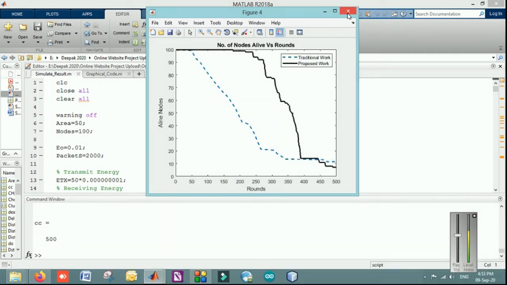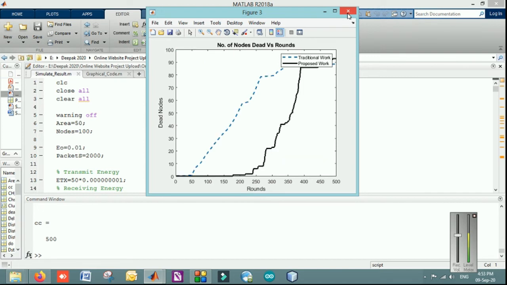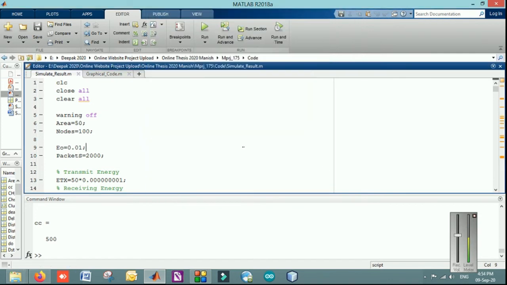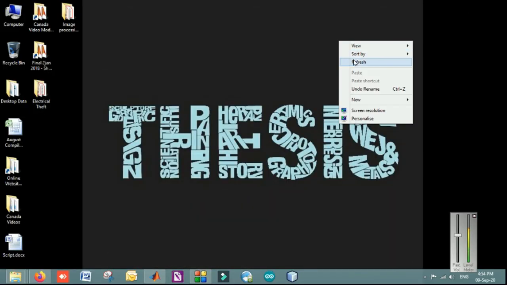Even in the lifetime plot of number of nodes versus rounds, the nodes die later with respect to the previous technology. Along with that, the dead nodes with respect to rounds, and many other factors like lifetime and stability, are being calculated. So what exactly have we done? We have handled the data.